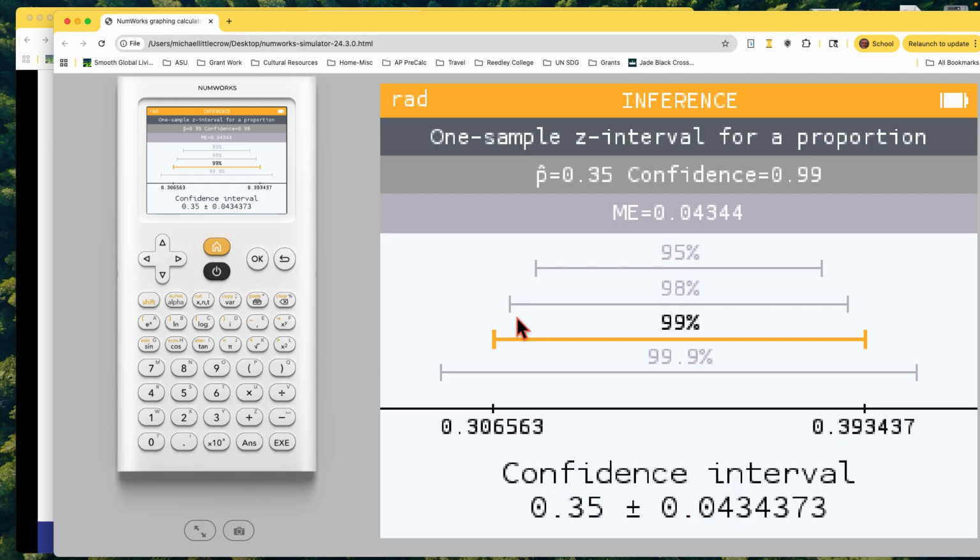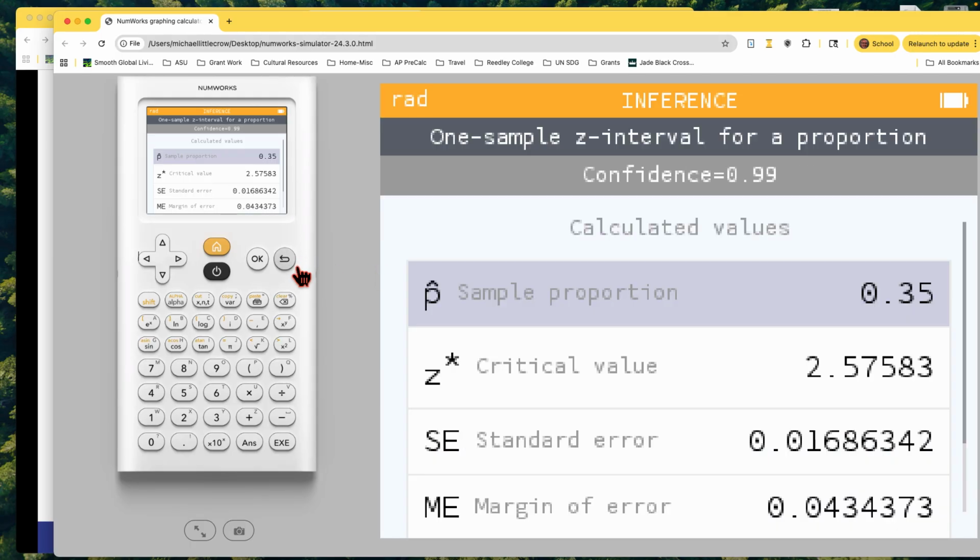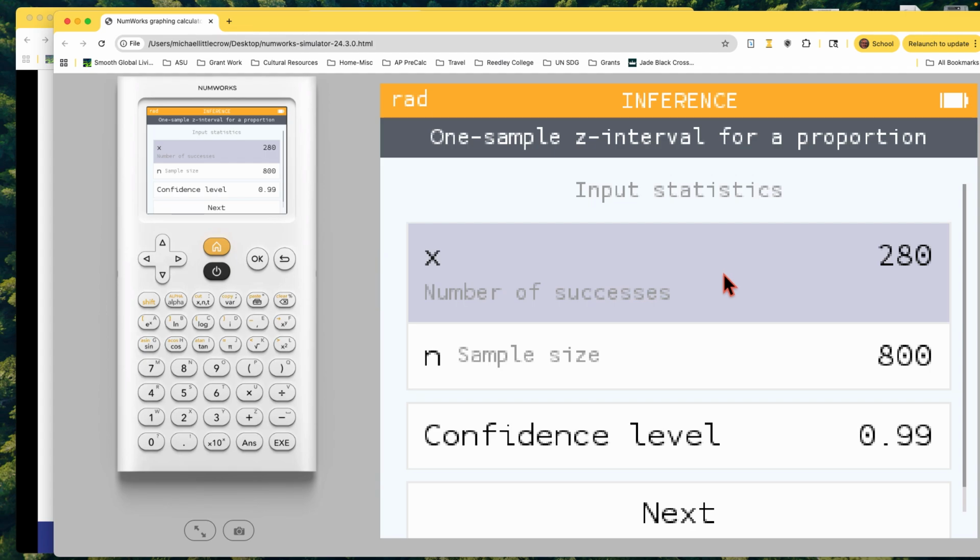But these are very straightforward. All we put in is the X value, the sample size, and the confidence level, and the NumWorks calculator handles all the formulas for us. But at the end, we have to remember what we're getting is a point estimate for the population proportion and an interval where we're 99% confident that the population proportion is in there.